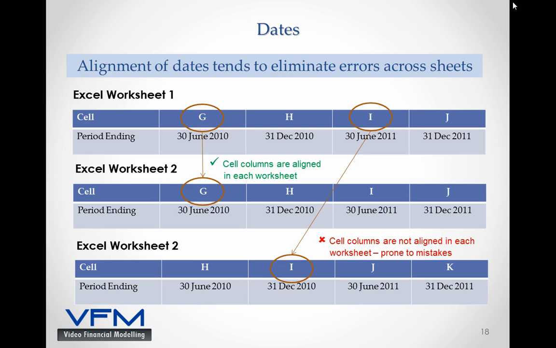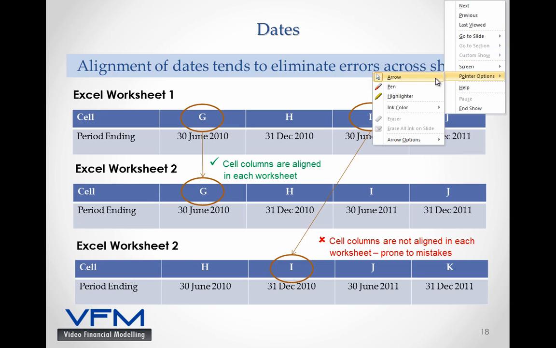But you can see that we've got 2 Excel worksheets here. So the first is Excel worksheet 1. So we've got a period ending, and in column G we have 30th of June 2010. So I'll just highlight this for you.